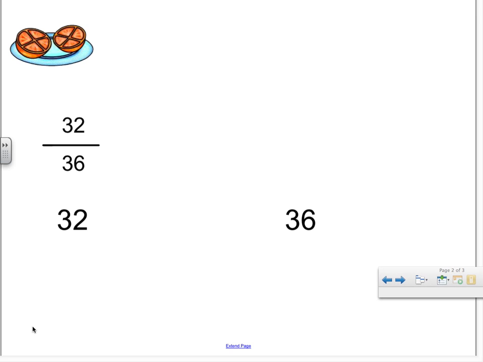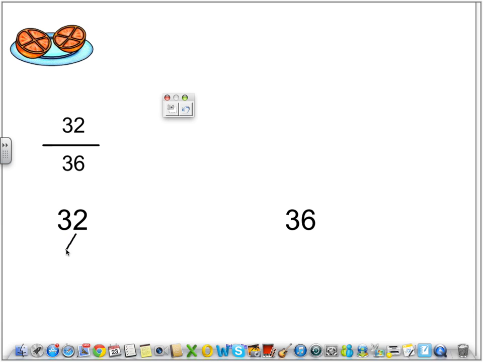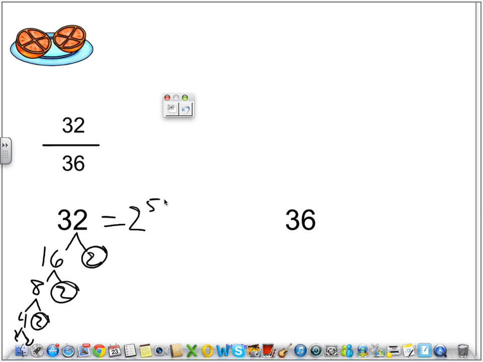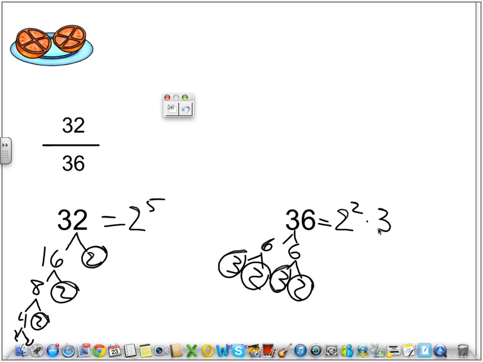my two numbers. So 32 prime factorized would be, I'm running out of room. So it's actually 2 to the 5th when you get all the way down there. 36 prime factorized would be 2 to the 2nd times 3 to the 2nd. Okay, so that's from the first lesson in this unit. So now I'm going to take what I've just figured out and use it in my fraction.